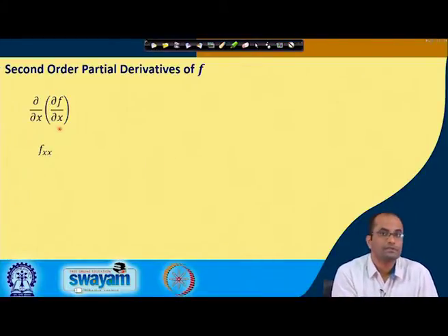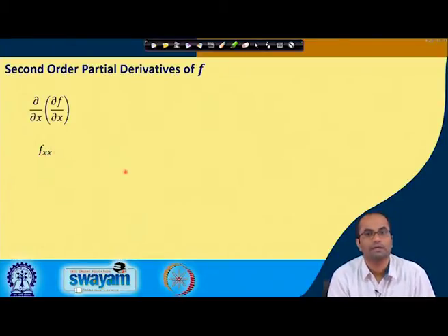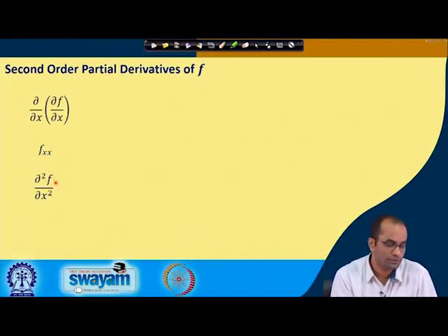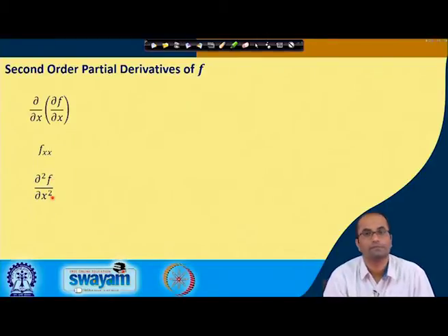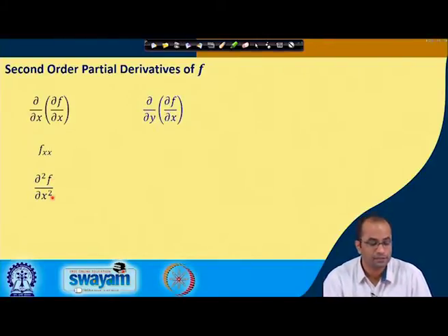Here is the notation again. Instead of this we also use f x x, the derivative of f 2 times with respect to x, or we also use the notation del 2 f over del x square. Again, this is the second order partial derivative of f with respect to x.